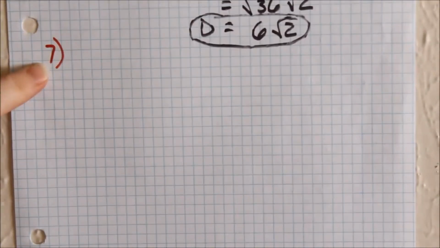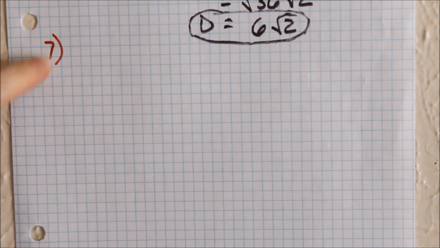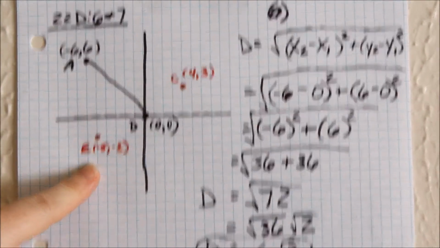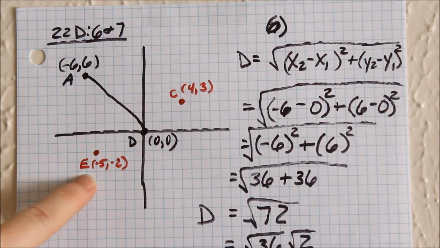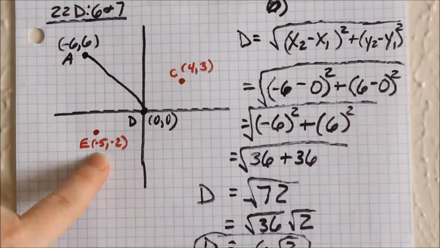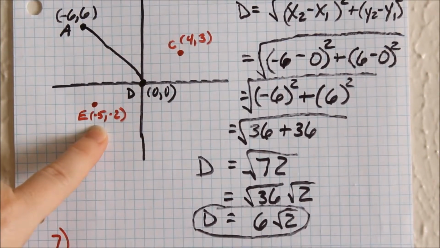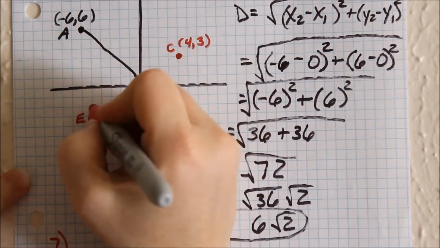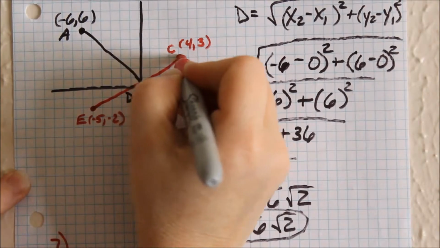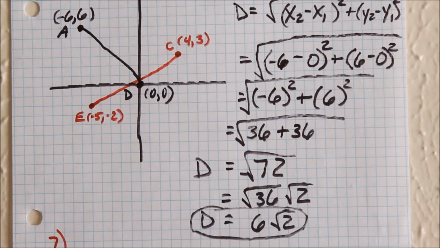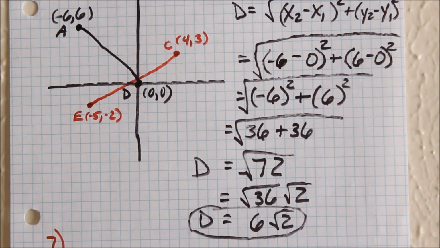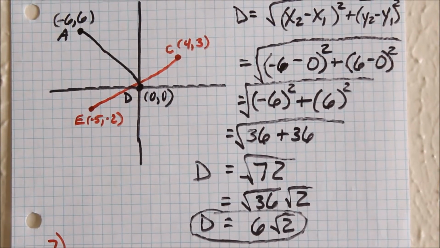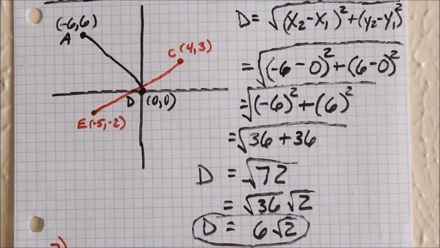Alright, now we're going to be doing number 7, 22D number 7. They're asking us to find the distance between point E and point C. Point E is the -5, -2 coordinate, and point C is 4, 3. So they're asking us to find the distance between those 2 points. So instead of drawing a right triangle and using Pythagorean theorem, we can just go straight to the distance formula.